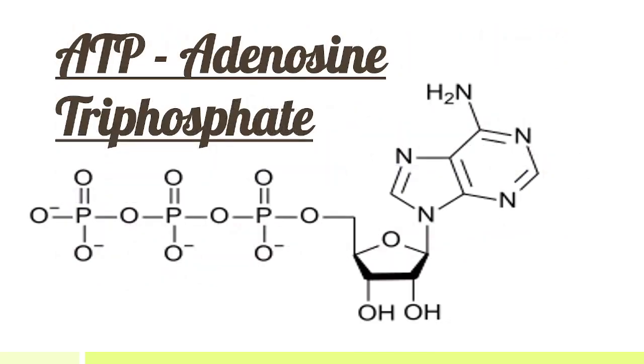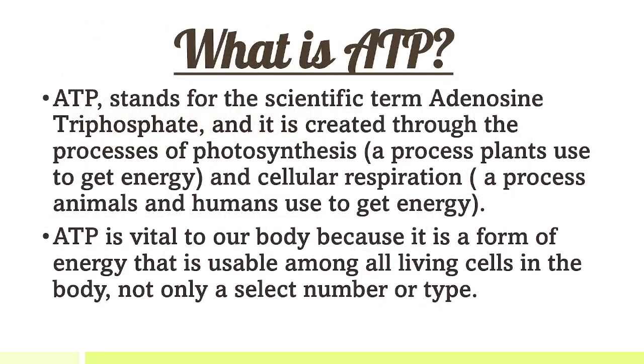So let's move on to ATP. So what is ATP? Well, ATP stands for the scientific term adenosine triphosphate and is created through the processes of photosynthesis, which is a process plants use to get energy, and cellular respiration, a process animals and humans use to get energy. And ATP is vital to our body because it's a form of energy that's usable among all living cells in the body, not only a select number or type.